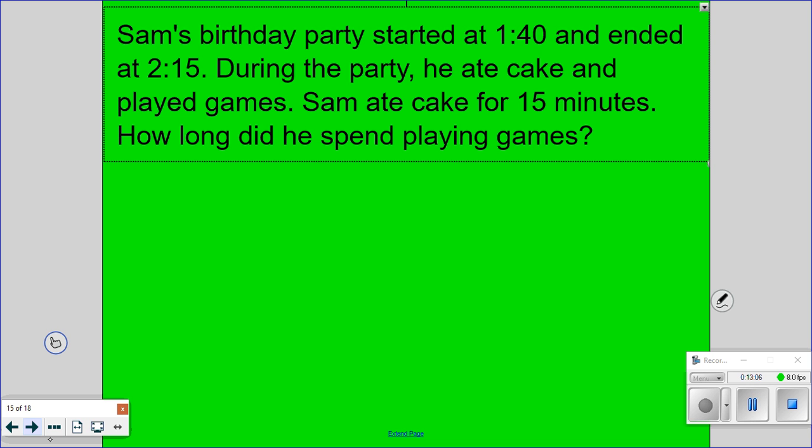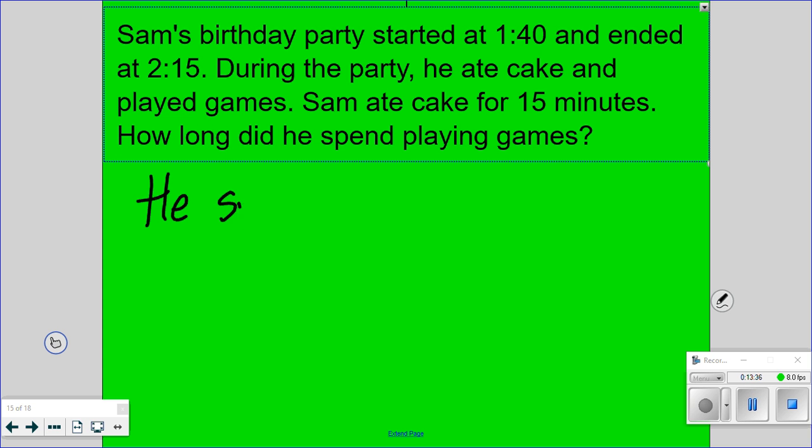Will, what do you think I'm going to be counting? What am I going to be trying to do on this problem? Do you have an answer sentence in mind? He spent blank minutes playing games. So blank minutes, so we're counting what? Minutes. No, I'm counting minutes. I love that answer sentence.